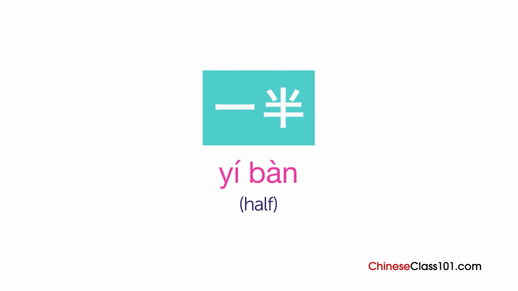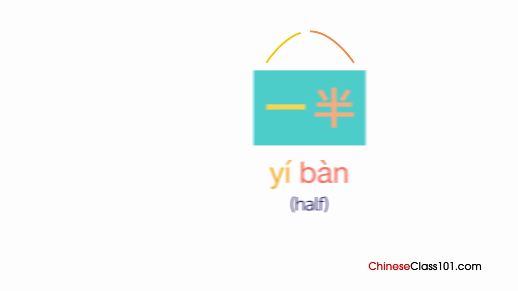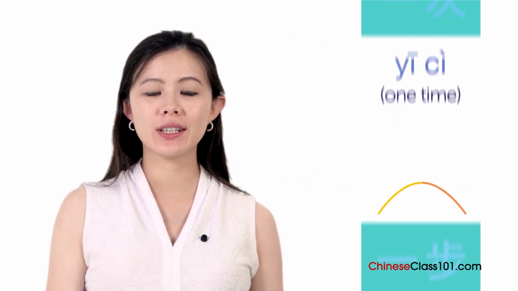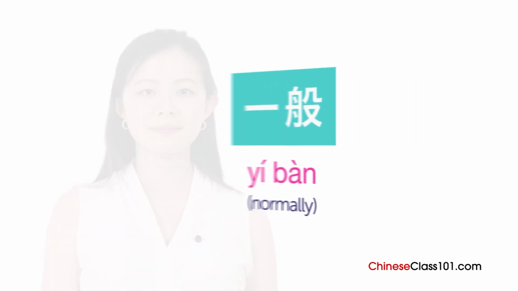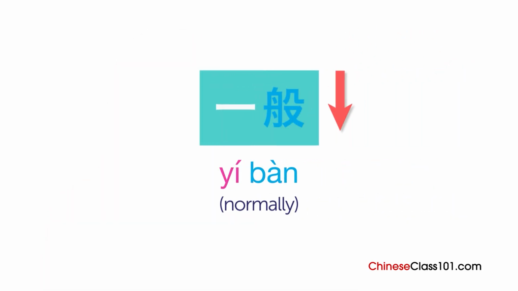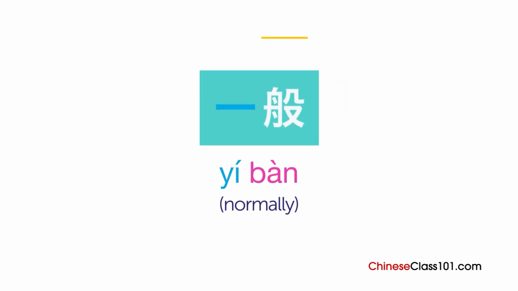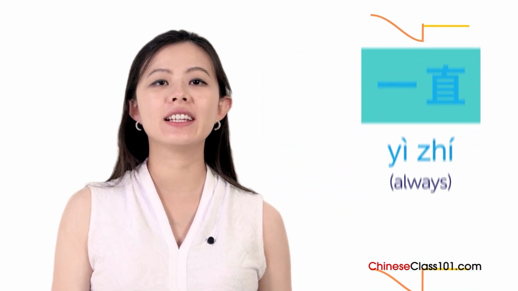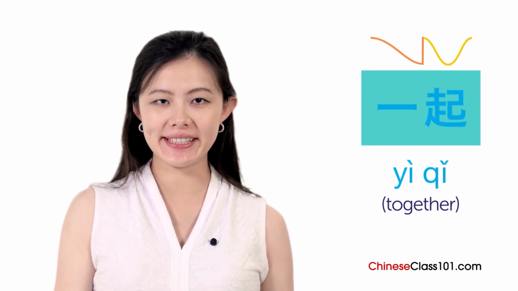However, for all other cases, if the next tone is a falling tone, it should be pronounced as a rising tone. 一半, 一步, 一次. And when the next tone is any other tone that isn't a falling tone, then it'll be pronounced as a falling tone. 一般, 一直, 一起.